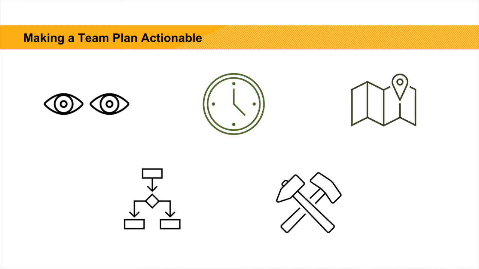The next item is where. Are you going to be doing this on Google Drive? Are you going to be doing this on Trello? Are you going to be doing this on Dropbox? Clarify where everything is being added to make the team plan more actionable.